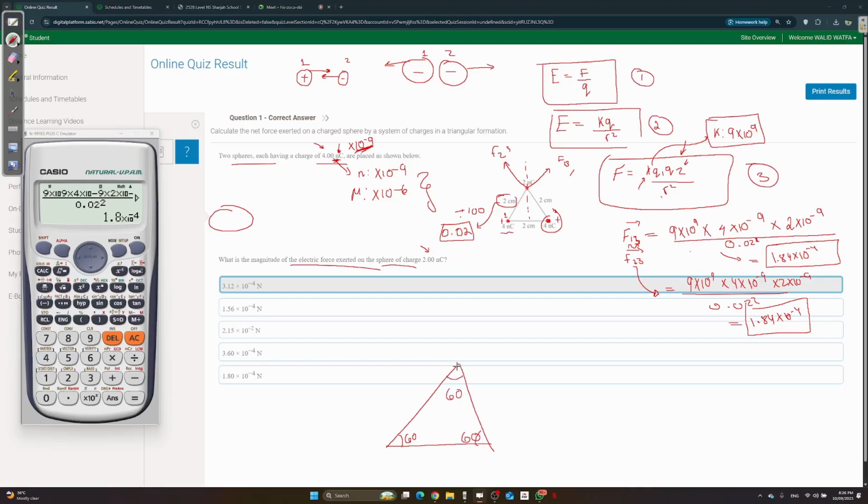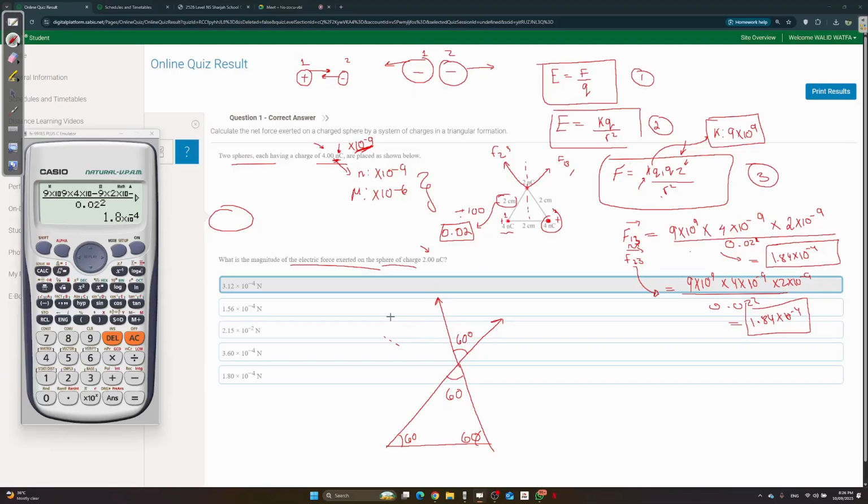We said we're gonna extend this, and that's the force here. We're gonna extend this. That's the force here. So here you have 60 degrees. Now, how do you want to do this? It depends on how you want to solve.